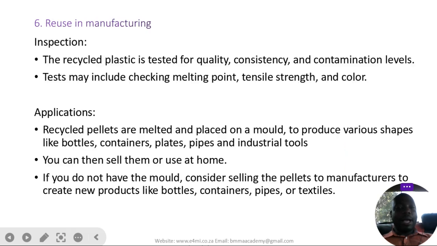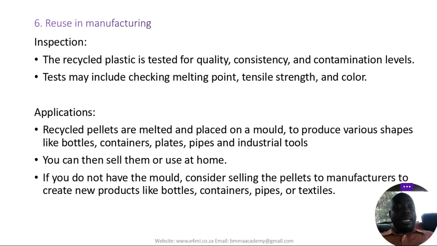So after melting and pelletizing, it's time to inspect the pellets for quality, consistency, and contamination levels. The tests that we have to make may include checking the melting point, the tensile strength, and the color, etc. And then the recycled pellets can be melted and placed in a mold to produce various shapes like bottles, containers, plates, pipes, and industrial tools. You can also sell them or use them at home.